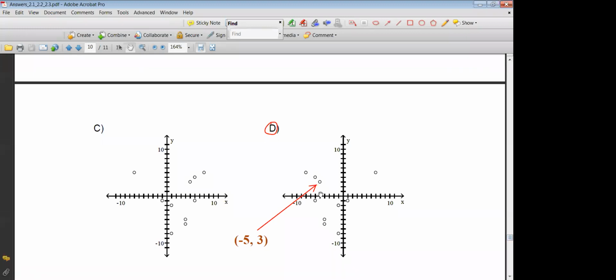No other graph had that very first ordered pair. -5, go 5 to your left and 3 up. On the x-axis, if it's positive, you go to your right. If the y value is positive, you go up. Second quadrant, you go to your left and then up. And then third quadrant, you go to your left and down. It gets back to the old days when you had geometry.